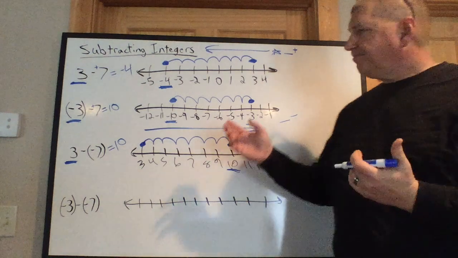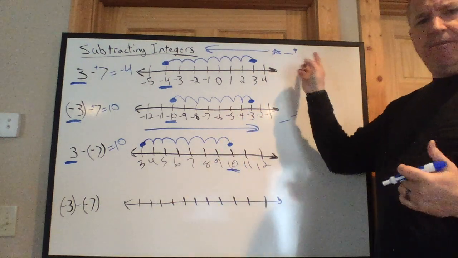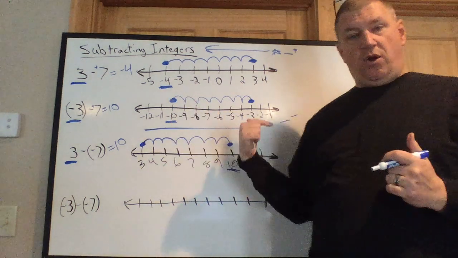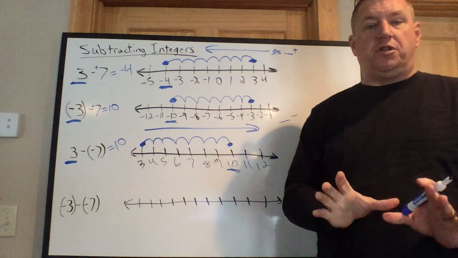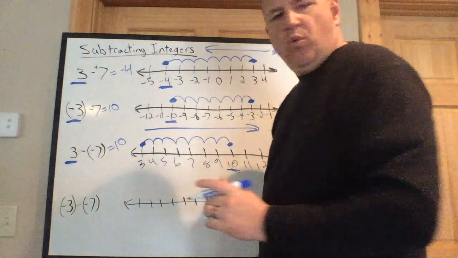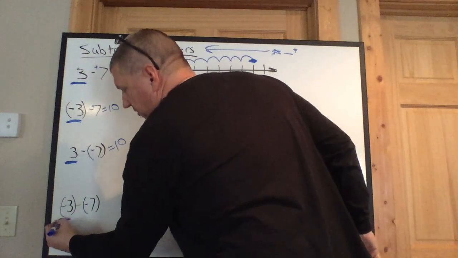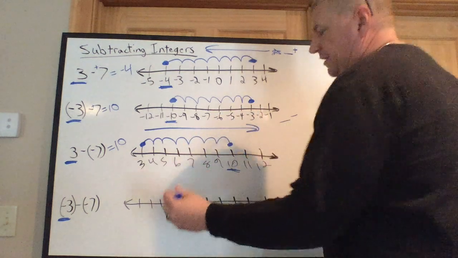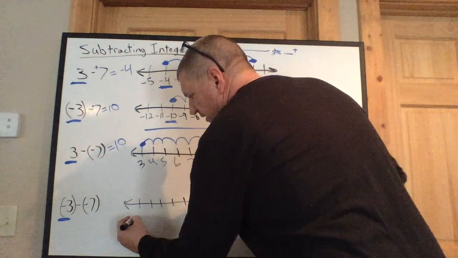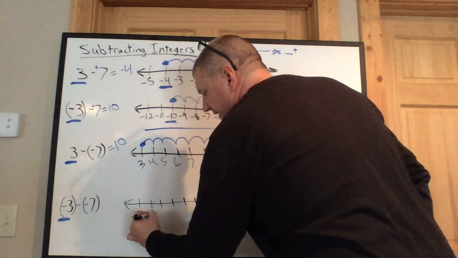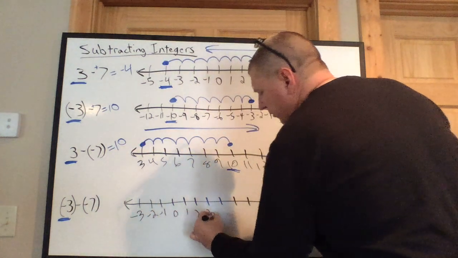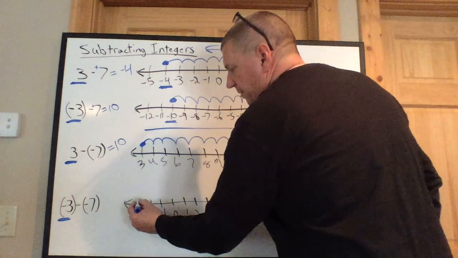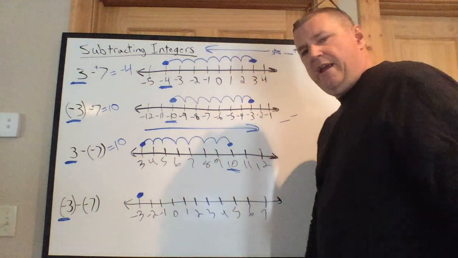So again, when you subtract a positive number, you move to the left on a number line. When you're subtracting a negative number, you're going to move to the right on a number line. And again, it doesn't matter where you start. So now we look at our last problem where we moved our starting point to -3, but I'm still subtracting a negative number. So that means I'm going to move to the right. My starting point is -3, so I'm going to start my number line here at -3, -2, -1, 0, 1, 2, 3, 4, 5, 6, and 7.